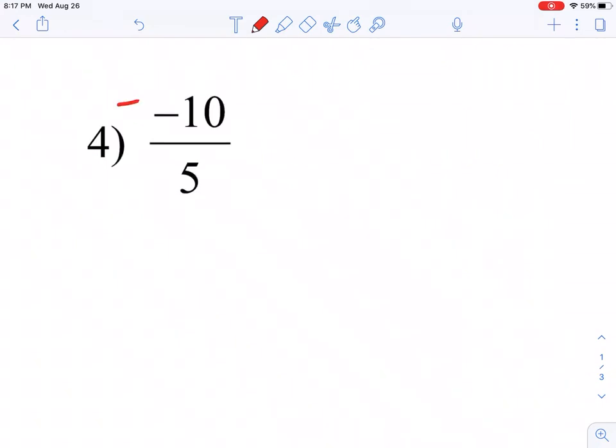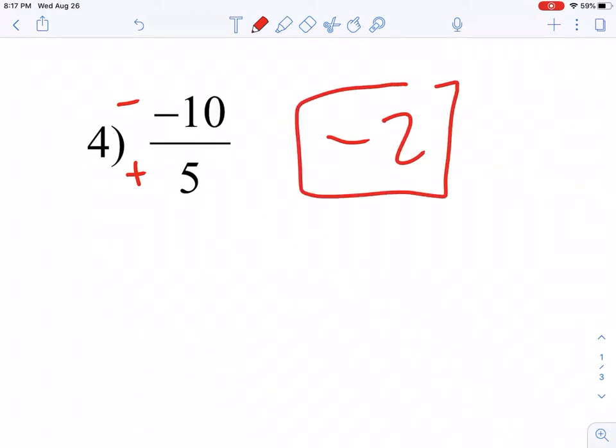And when we're dividing, the same rules apply. So if the signs are the same, it's positive. If they're different, our answer is negative. We have different signs, so we will have negative, and 10 divided by 5 is 2. -2.